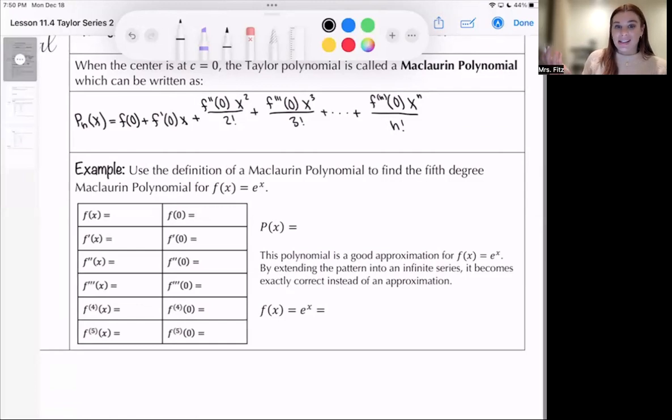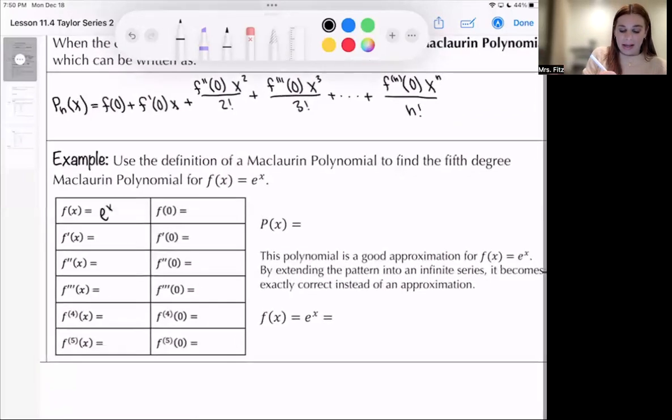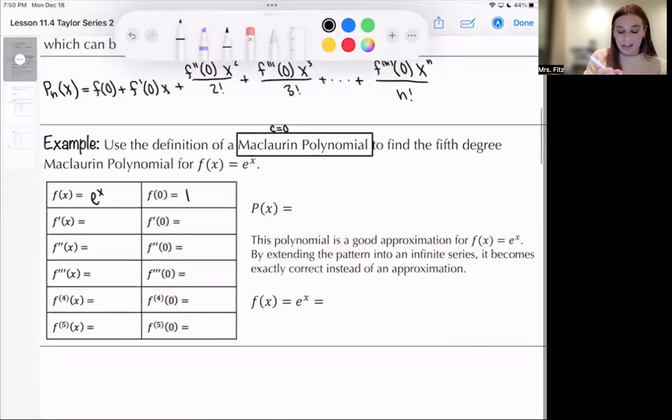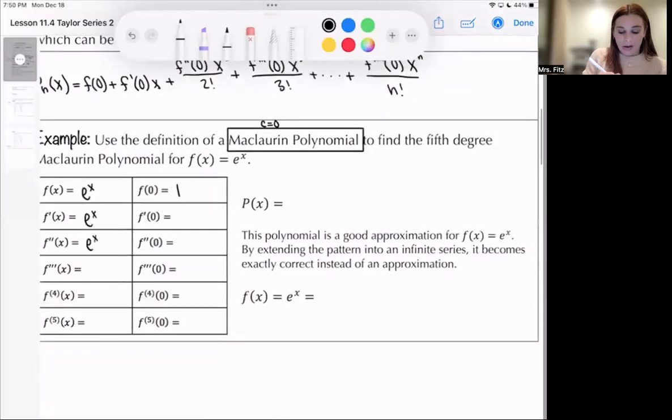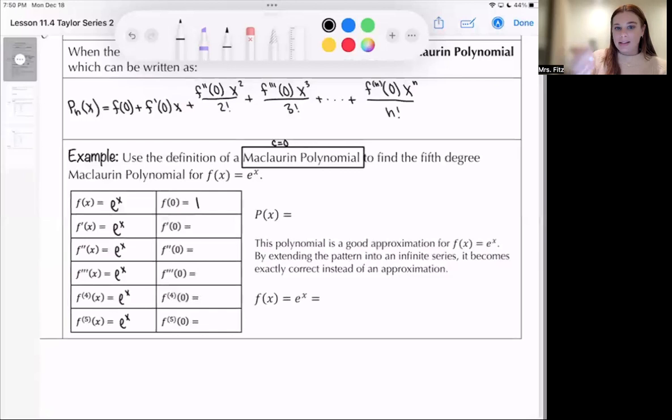Now, luckily, our function is e to the x. So f of x equals e to the x. And because it's a Maclaurin polynomial, it's centered at 0. So c is 0, and that's the number we're plugging into all these derivatives. So e to the 0 is just 1. And the great thing about e to the x is its derivative is just e to the x, so we can fill that out all the way down. It makes it really nice and easy. Which means we're plugging in 0 to e to the x for all of these, so all of these derivatives evaluated at 0 are just 1. Okay, so for the fifth degree Maclaurin polynomial, we're going to use that form that's just right above it.